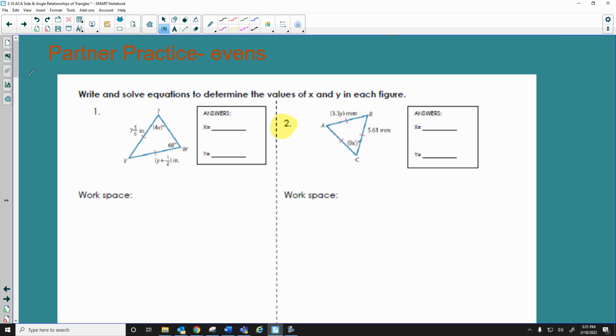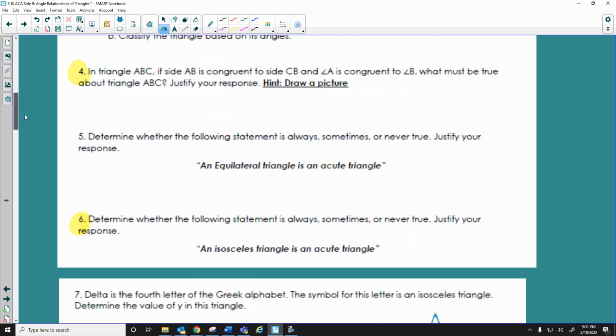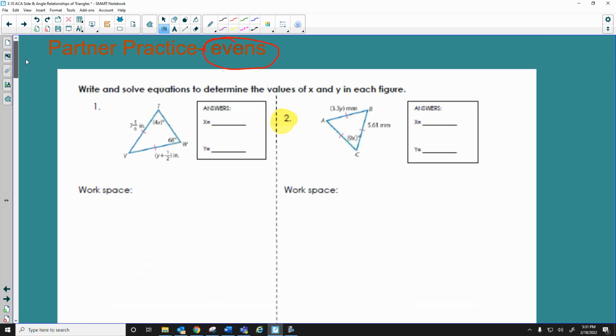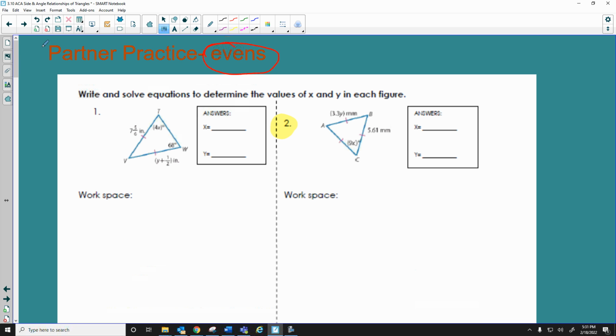What I want you to do is you're going to go ahead and just partner practice with the evens, okay? Work through these highlighted even problems. Try to get a few problems under your belt, and then we'll come and check them, okay? Pause and play when you're ready.